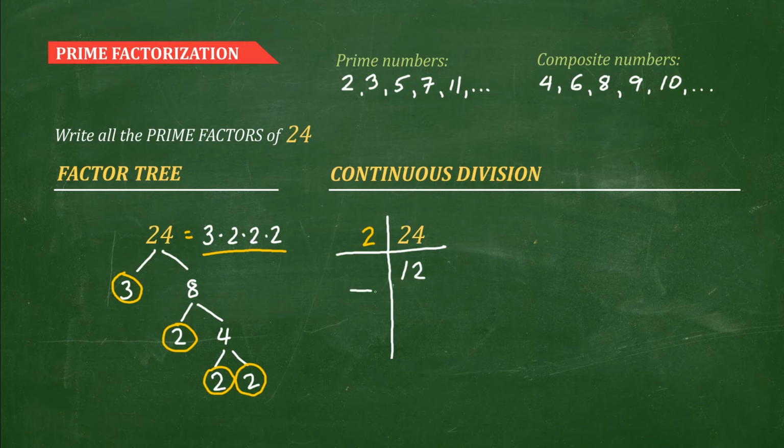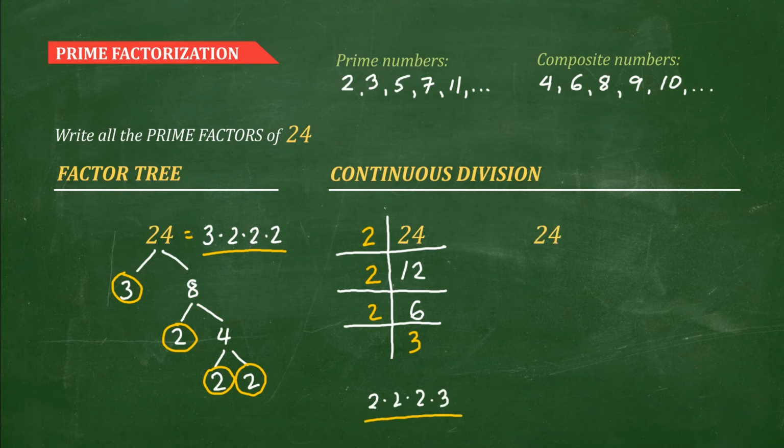Write it here. We check divisibility again. 12 is divisible by 2, therefore 6. 6 is divisible by 2, therefore 3, which is of course now a prime number. Hence, looking at these parts of the table, the prime factors of 24 are 2, 2, 2, and 3, which is exactly the same as the other method.